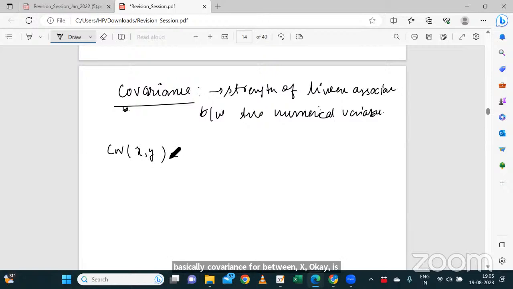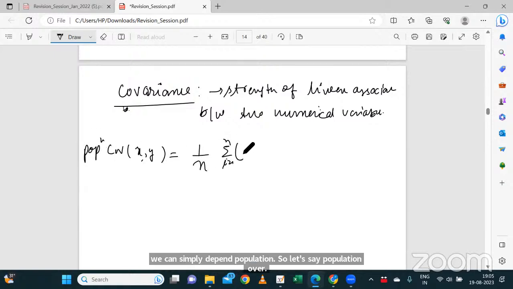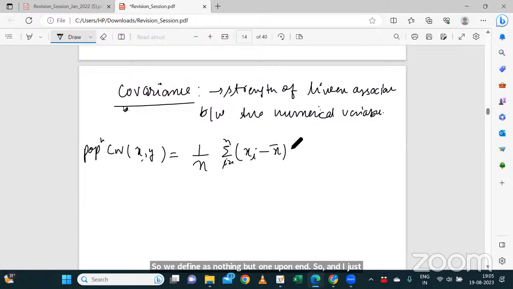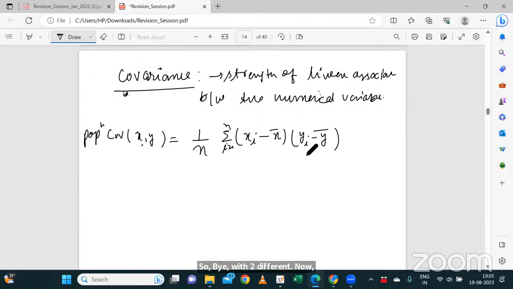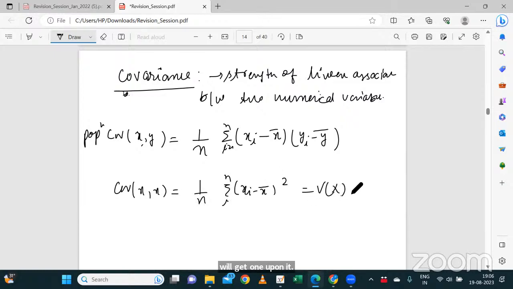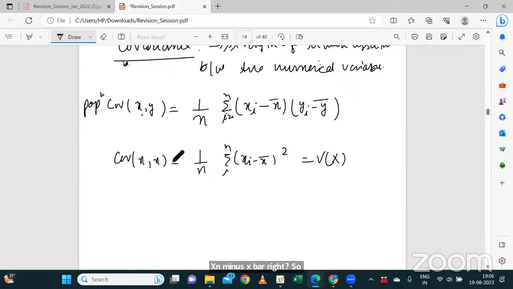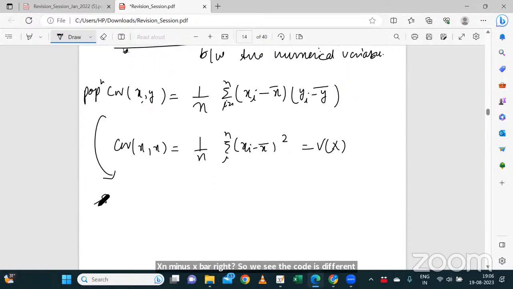is defined as follows. Similarly to how we defined population variance and sample variance, here we can define population covariance. Population covariance is nothing but 1 upon n, summation i equals 1 to n, of xi minus x bar, and here for two variables, yi minus y bar. So two different numerical variables. Now if you replace yi with xi, basically covariance of x comma x, then what do I get? I get 1 upon n summation i to n of xi minus x bar whole square, which is nothing but the variance of x, correct? So this is the population covariance.